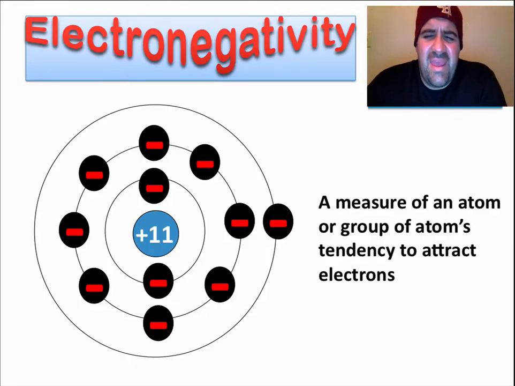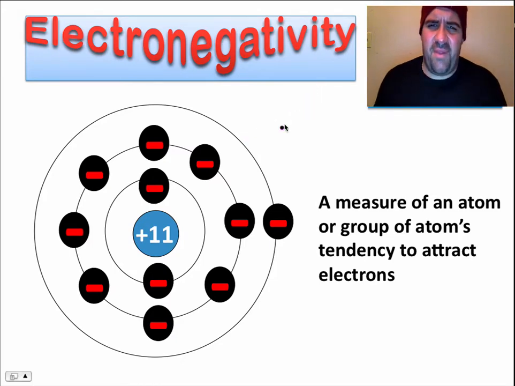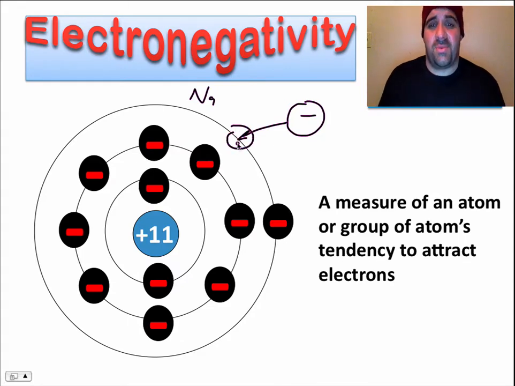Electronegativity is a measure of an atom or a group of atoms' tendency to attract electrons. So electronegativity basically tells us, if you had a free-floating electron over here, how likely is it for this sodium atom to pull in and capture this electron? That's electronegativity. How attractive is this atom going to be for electrons?